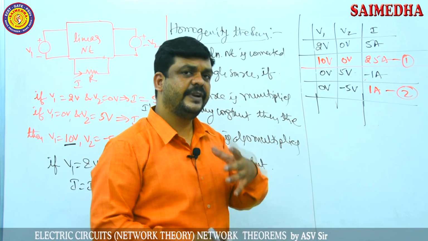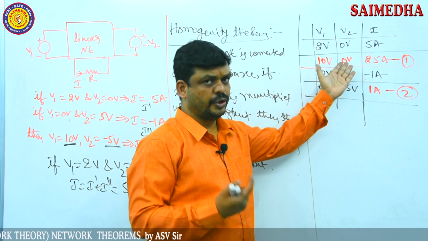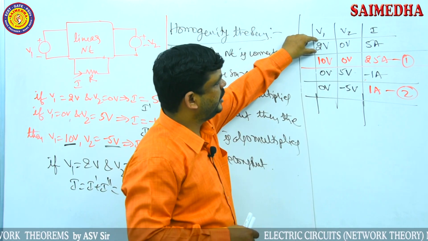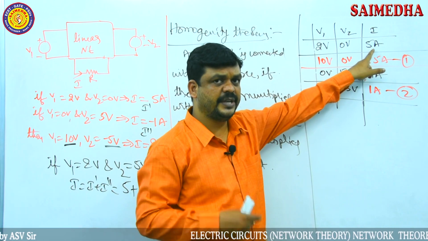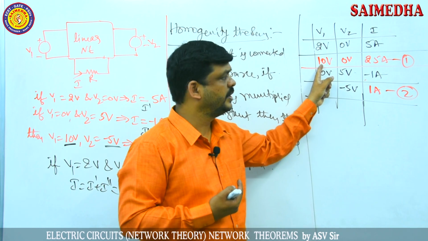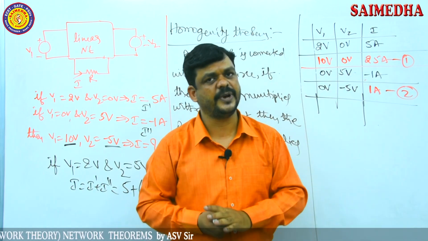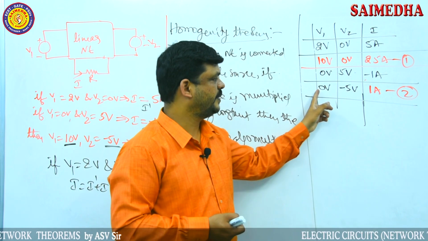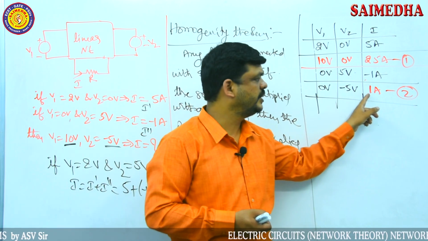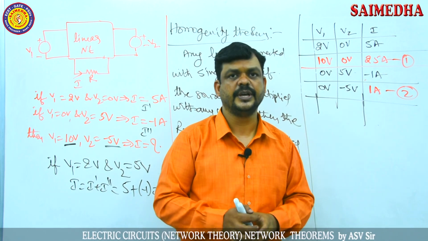Now from the given data, I wrote another data according to the homogeneity theorem. Initially due to 2 volts the response is 5 amperes. Now the 2 volts is replaced with a 10 volt source, then the response becomes 25 amperes. This is one individual response. And with a minus 5 volt source, the response becomes 1 ampere. This is the second individual response.